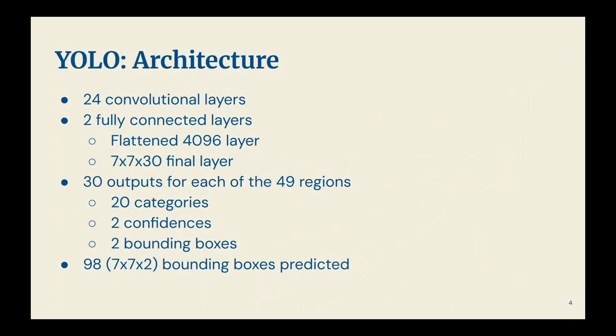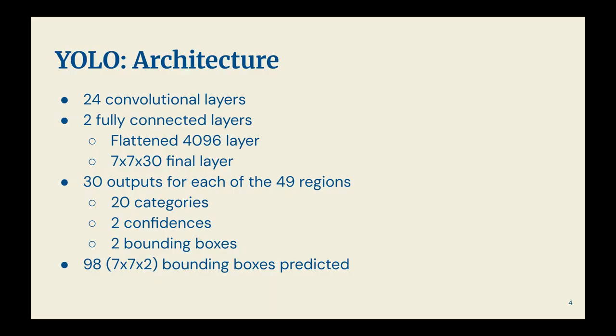So the specifics of the architecture of the convolutional network that the YOLO model uses are simple. The model consists of a convolutional stack of 24 convolutional layers, followed by two fully connected layers. The first fully connected layer is a flattened layer with 4,096 nodes. And then the second and final fully connected layer is a 7 by 7 by 30 tensor.